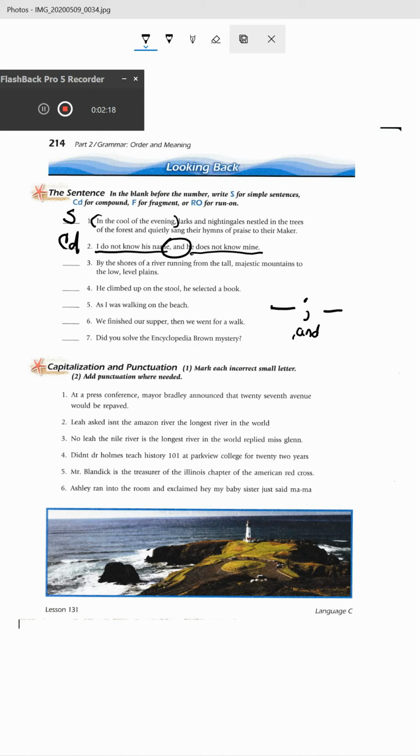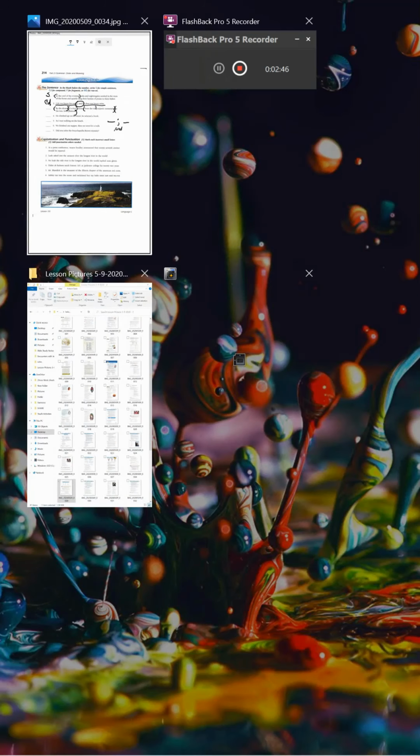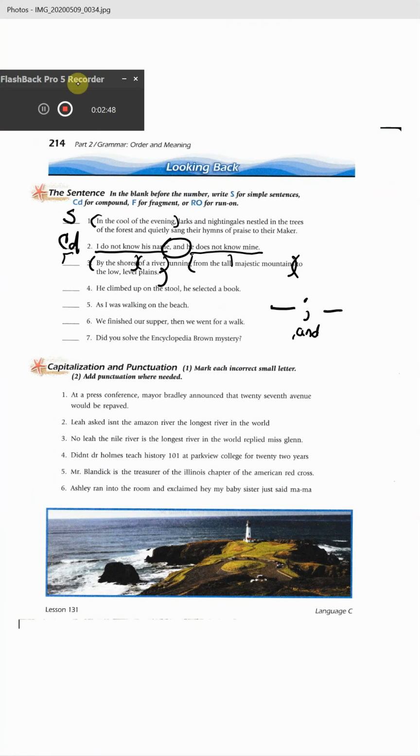By the shores of a river running from the tall, majestic mountains to the low, level plains. So that's nice and long, but did you notice? By the shores of a river from the tall mountains to the low level plains. Even though it's super long, it's just a bunch of prepositional phrases. It's not a complete sentence, sorry. It's a fragment.